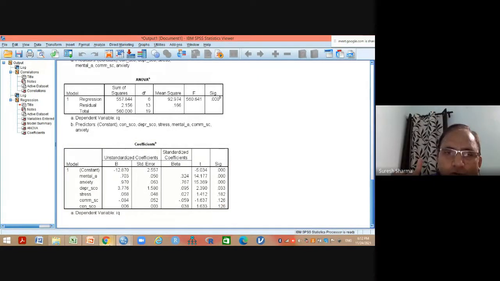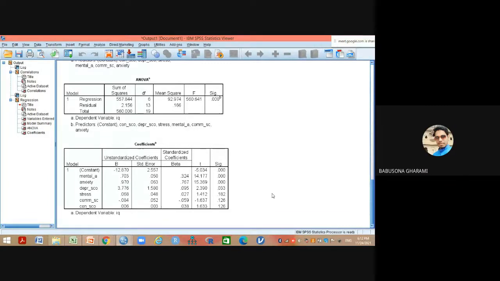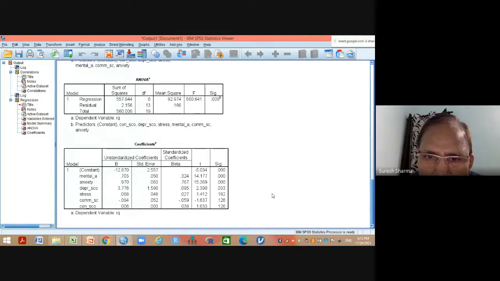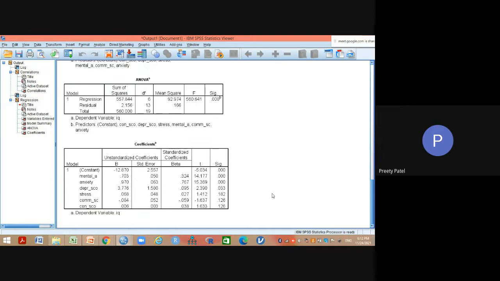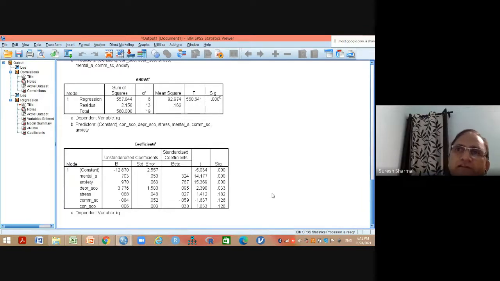That means IQ can be predicted based on how many variables? Can you answer this question? 4? 3, sorry. You will not have to include constant, please. 3. Mental age, anxiety, and depression. But if you give your results based on correlation, you would have given answer 4. So that's why correlation is never used for prediction. It's a regression which is used for prediction, right?